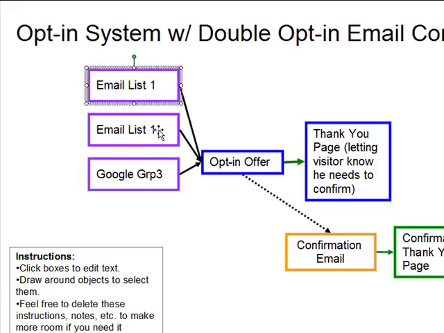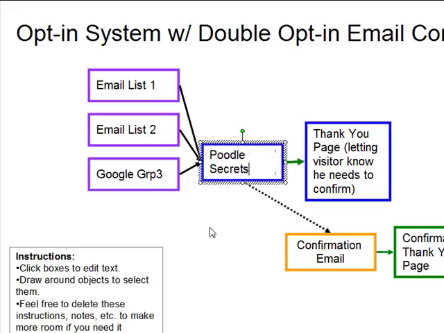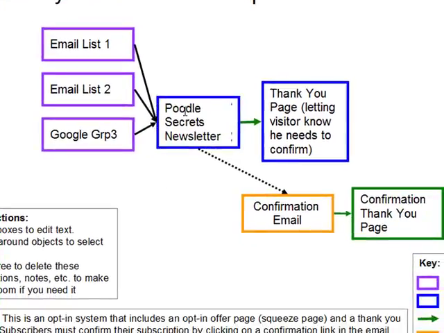So let's say now we've got two different email lists that we're going to send to. So now you can see how to add an element. You can easily edit any of these. I like to make these descriptive, so you know exactly what's going on. So we're going to say this is for the Poodle Secrets newsletter. You can see the boxes will change. I've tried to make it as easy as possible by formatting these things correctly.